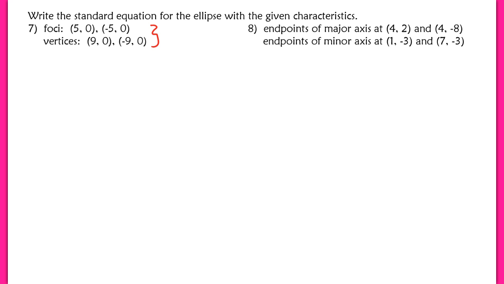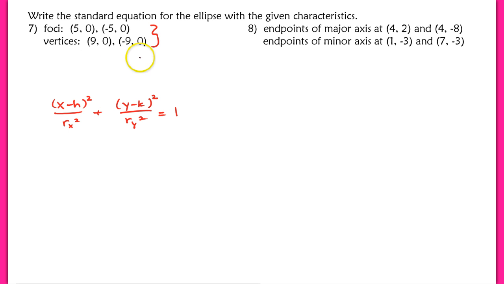All right, so let's start with number 7. It says the foci are at (5, 0) and (-5, 0). The vertices are at (9, 0) and (-9, 0). Now, based off of this, we're supposed to be able to fill in (x - h) quantity squared over r sub x squared, plus (y - k) squared over r sub y squared. And that, of course, will always equal 1.